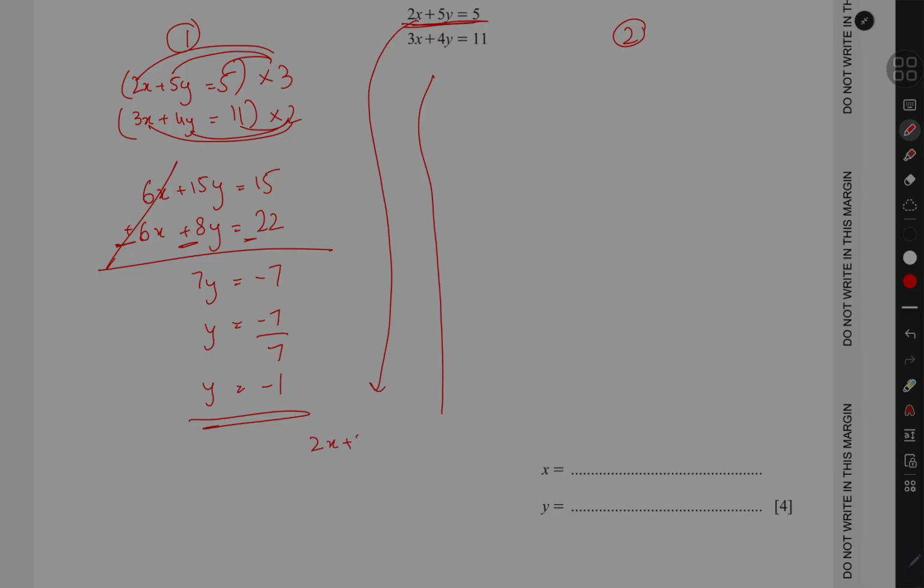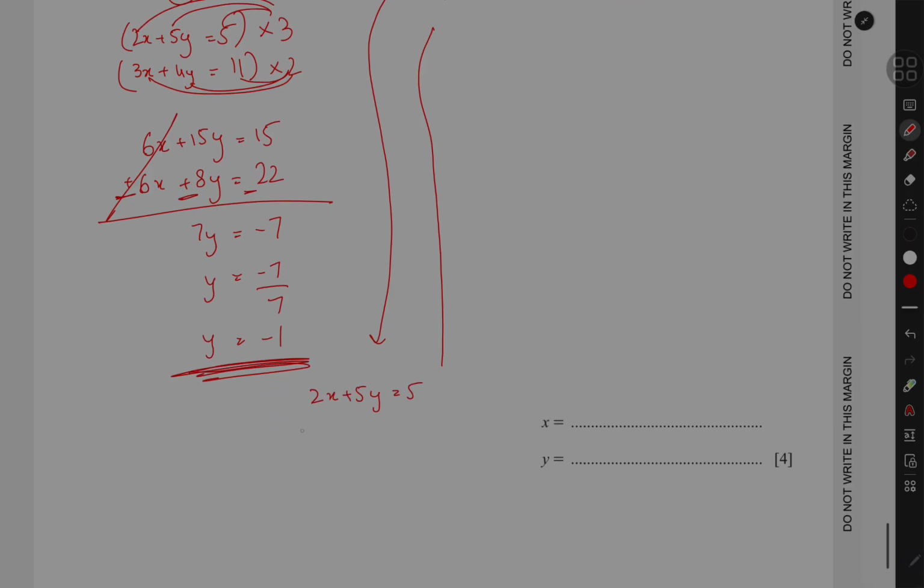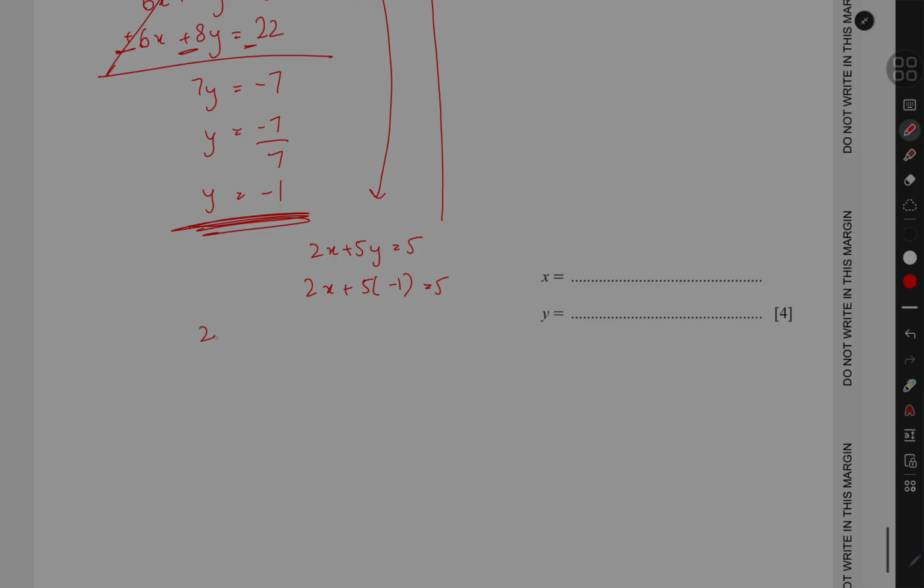This was 2x plus 5y is equal to 5. Now I know the value of y, I can just plug it in. 2x plus 5 times minus 1 is equal to 5. 2x minus 5 is equal to 5. 2x equals 5 plus 5. x equals 10 over 2, which is also equal to 5. Okay, so now I get x is equal to 5 and y equals minus 1.